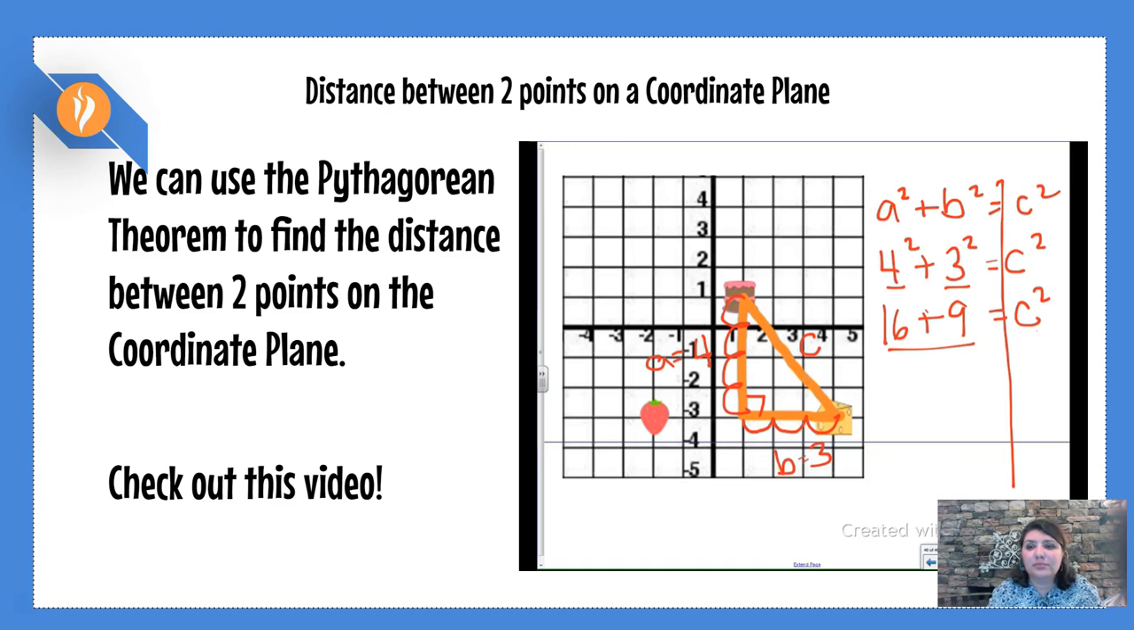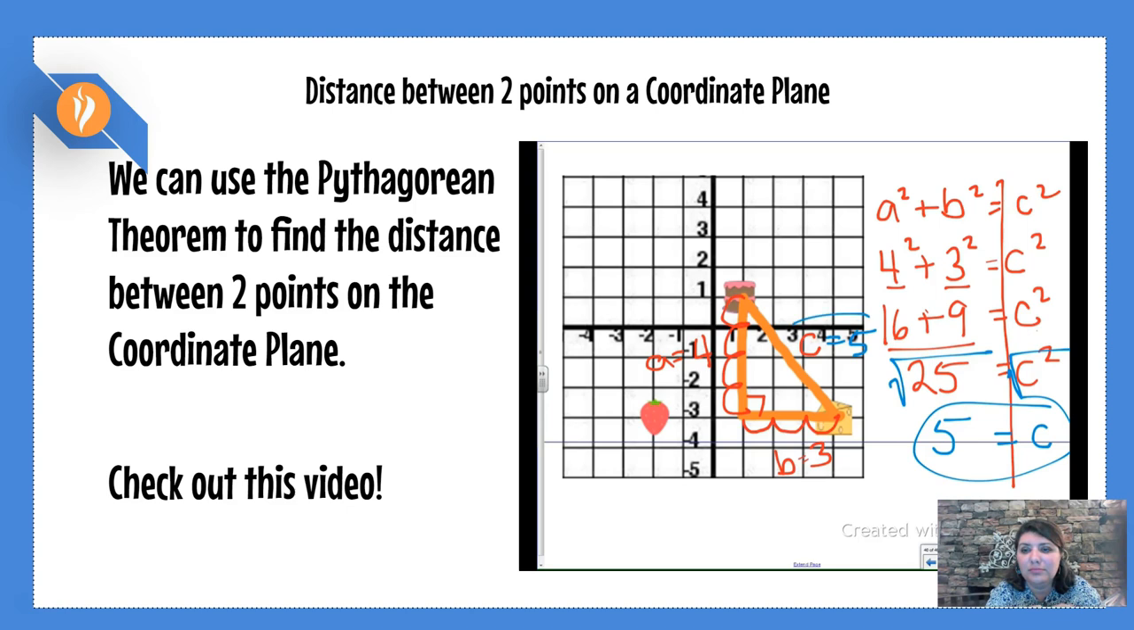It's going to make sure we don't get things mixed up. So 16 plus 9, like I said, is 25, and that equals C squared. But I'm not finished here, right? I don't want to know what C squared is. I want to know what C is. So to get rid of that square, I have to square root it. I do it to both sides. The square root of 25 is 5, and so that is the length of C.